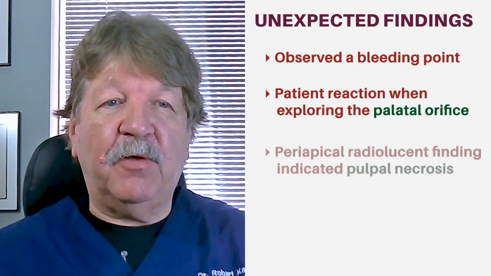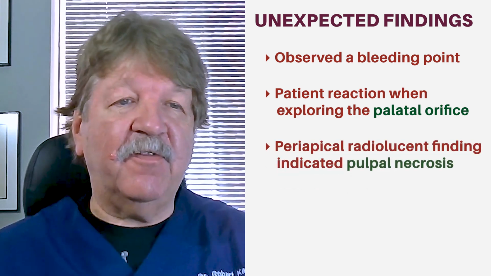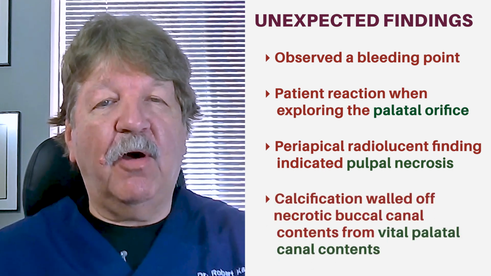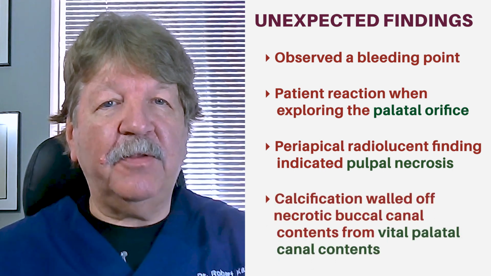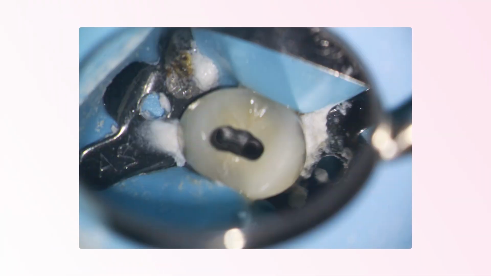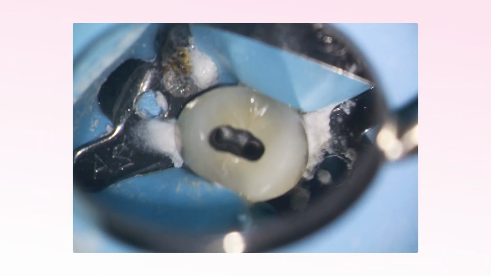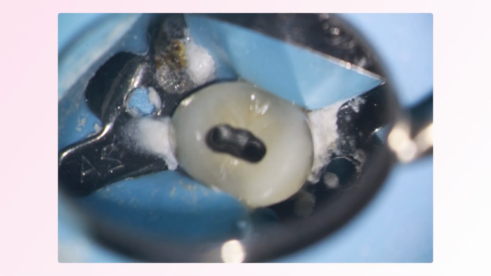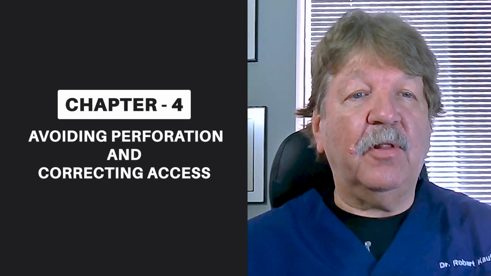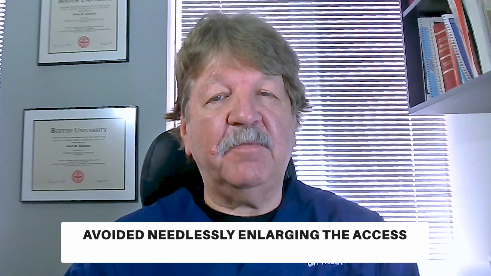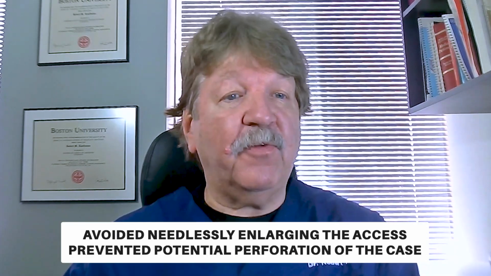Although there was a periapical radiolucent finding indicative of pulpal necrosis, the calcification in the chamber had walled off the necrotic buccal canal contents from the vital palatal canal contents. I anesthetized the patient and used the bleeding point to move buccally and slightly mesially to find the necrotic buccal canal orifice. Had I not gone without a local anesthetic, I may have further needlessly enlarged the access in an attempt to find the canals, or maybe even perforated the case.